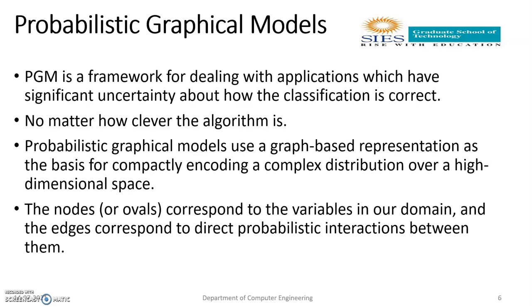Probabilistic graphical models use a graph-based representation as the basis for compactly encoding a complex distribution over a high-dimensional space. Now, when we say probabilistic graphical models, what does it actually mean? Probabilistic gives us an idea of how we can include statistics in the calculation of predictions, and graphical is because we have complex relationships available, we can represent these complex relationships to the user in a graphical format, which will be more lucid for the user to understand. The nodes correspond to the variables in our domain and the edges correspond to the direct probabilistic interactions between them.